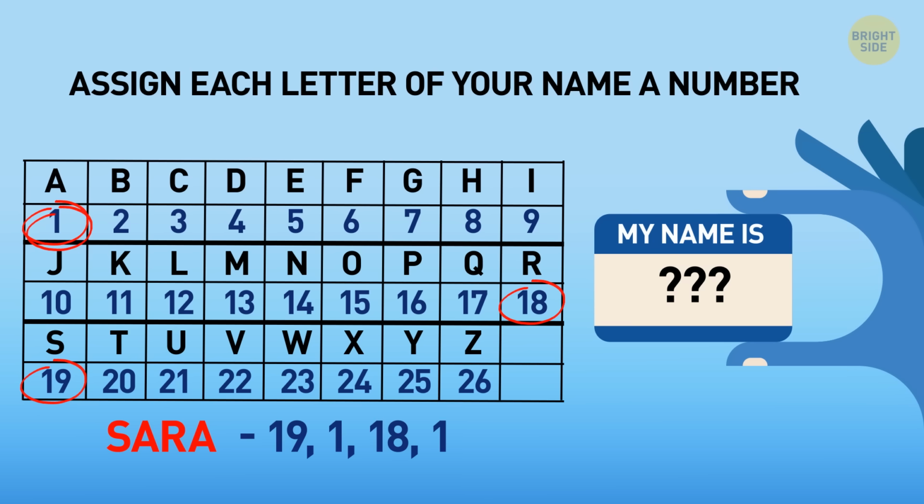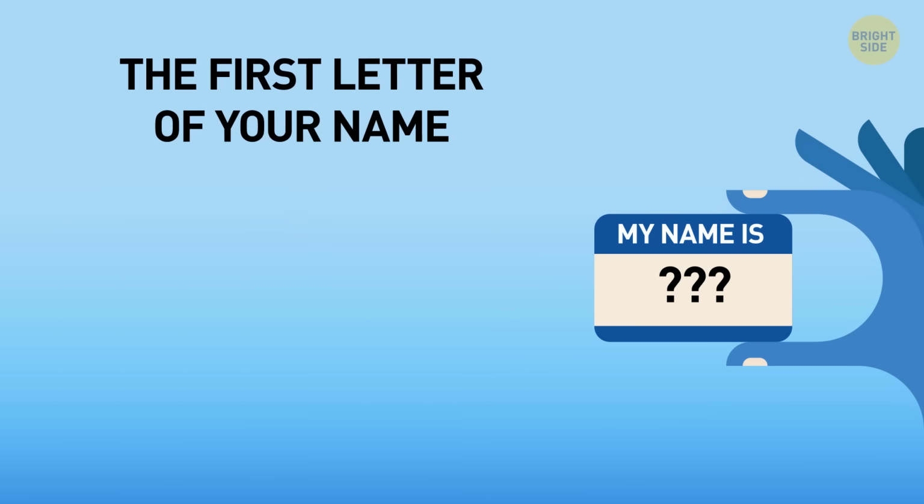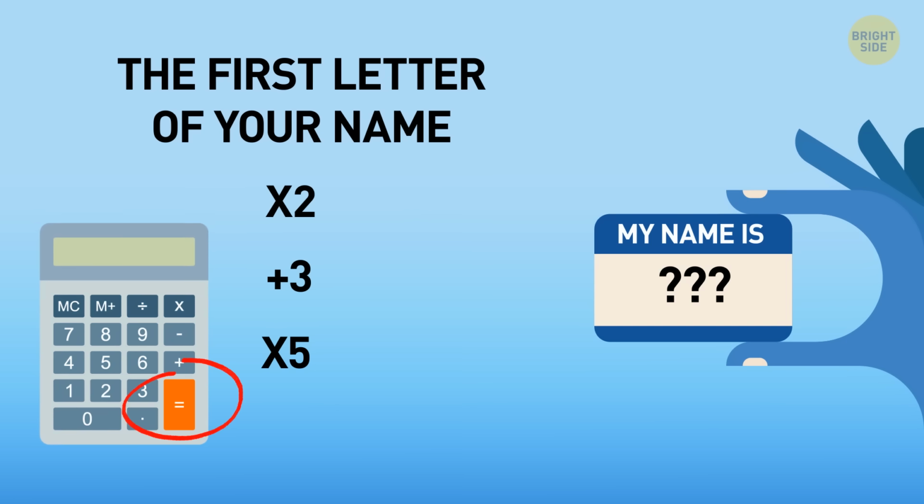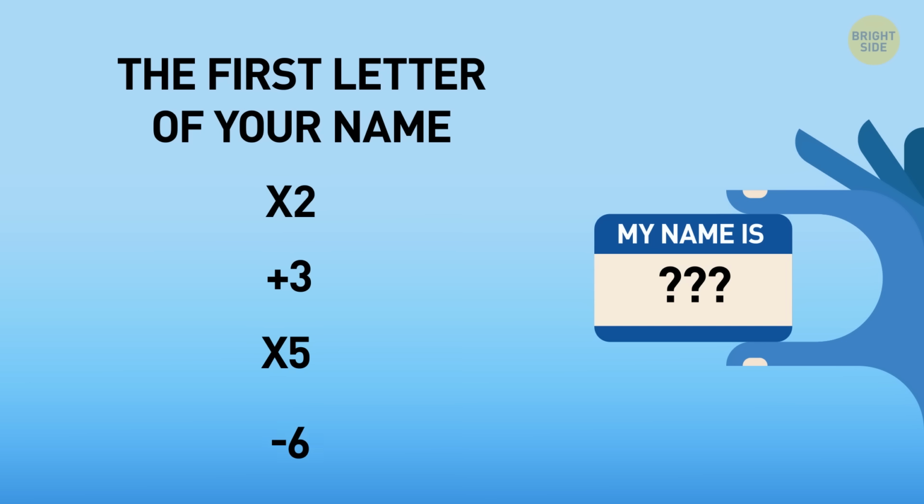Now, you gotta multiply the first number that stands for the first letter of your name by 2. Add 3 to that number. The next step is to multiply it by 5. Now, it's totally cool to use a calculator for this one. Just don't forget to press the equal sign after every step. So, subtract 6 from the number you just got. Your new number should end in 9.